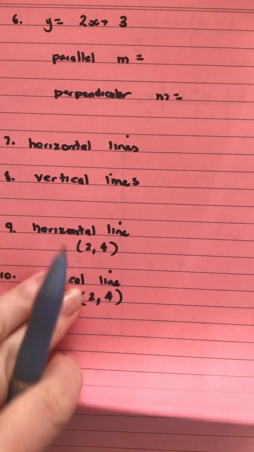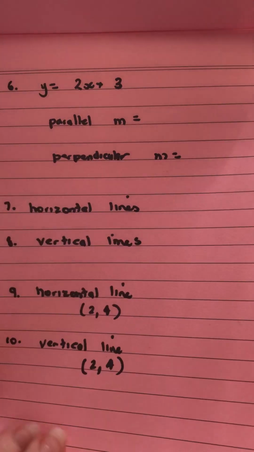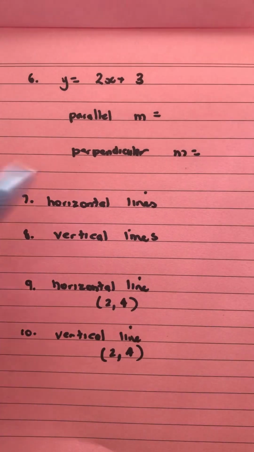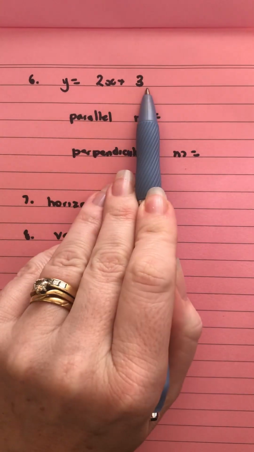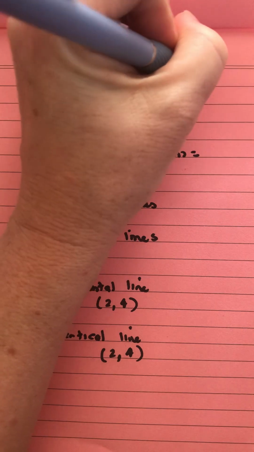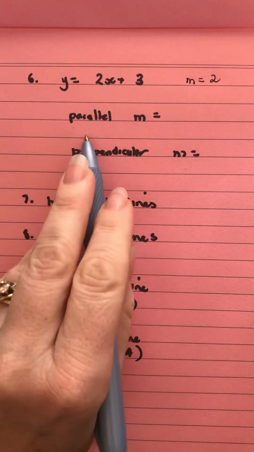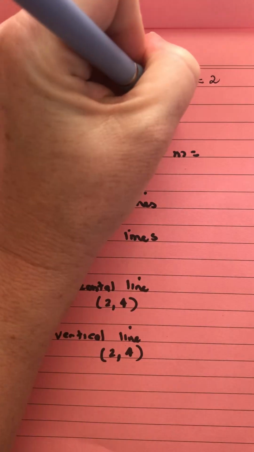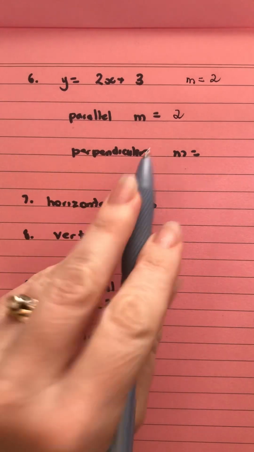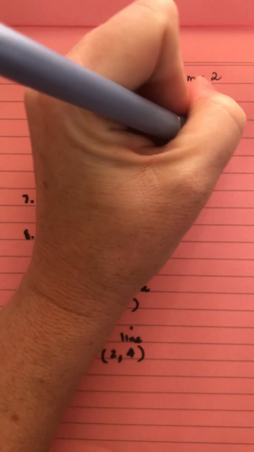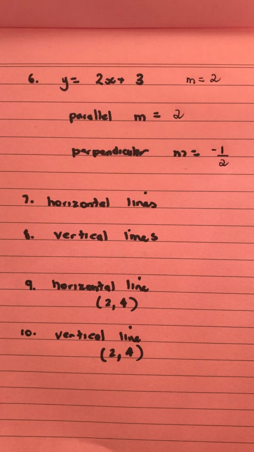The next question on our list, we had another parallel and perpendicular line question. So if we had y equals 2x plus 3, then its gradient is 2. A line parallel to that is also going to have a gradient of 2, and a line perpendicular to that is going to have negative 1 over 2 as its gradient.